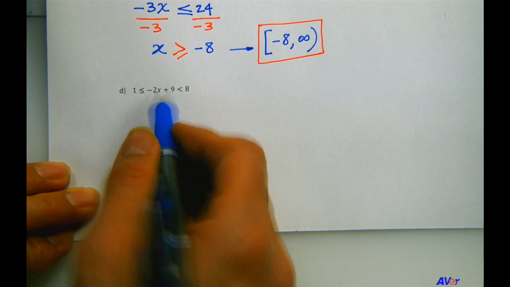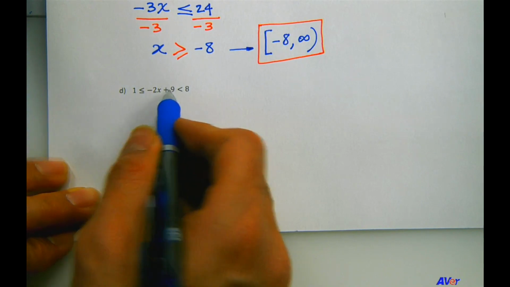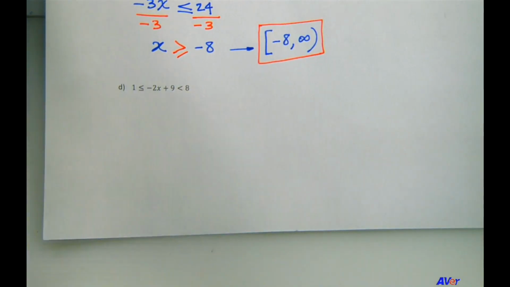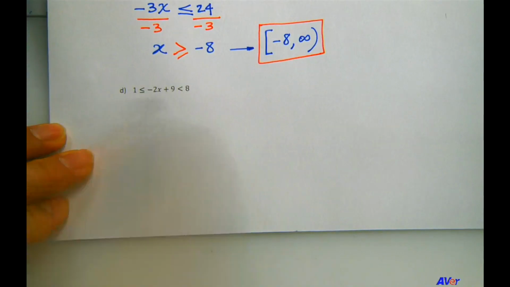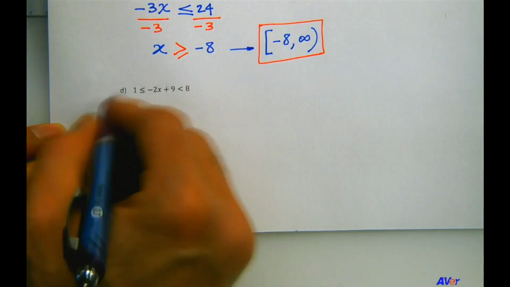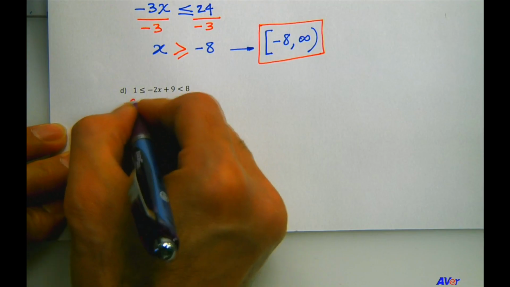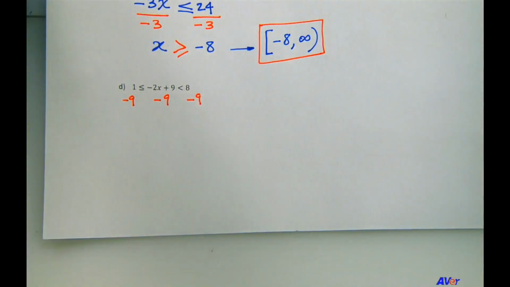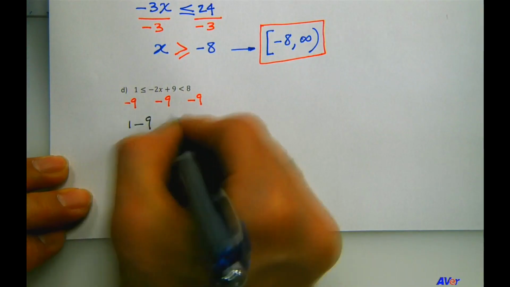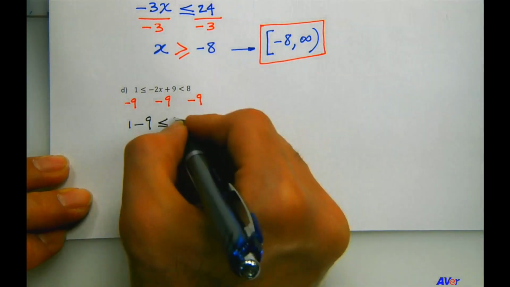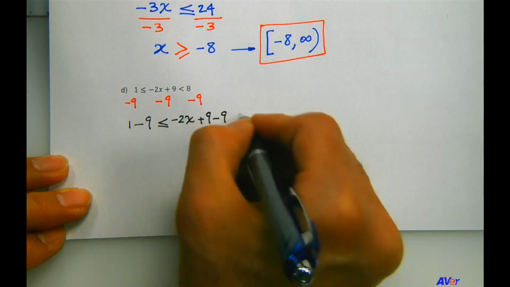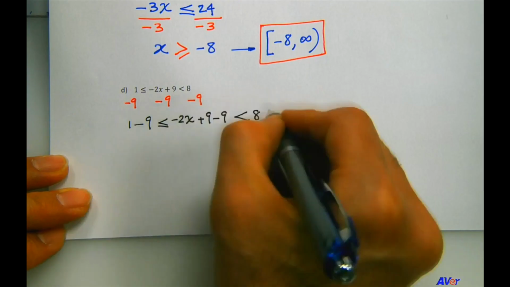For example, to get rid of the positive 9, we'll have to add positive 9 to all three sides of this inequality. Subtract 9, not add 9. Subtract 9 from all three sides. So minus 9 here, minus 9 here, and minus 9 here. Okay, so we have 1 minus 9 less than or equal to minus 2x plus 9 minus 9 less than 8 minus 9.